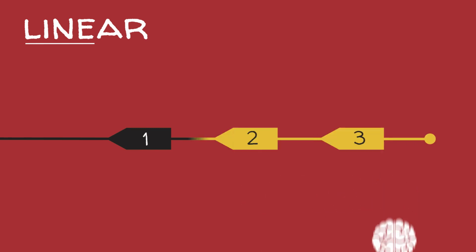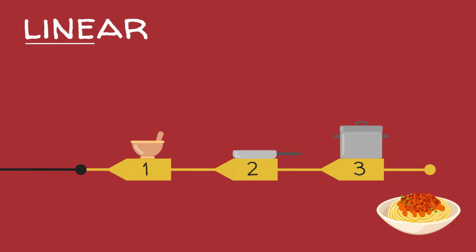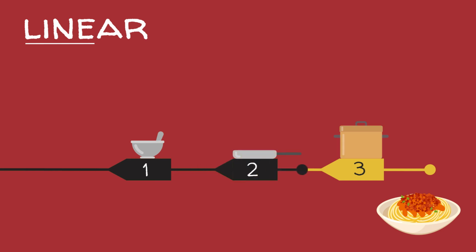For instance, suppose you want spaghetti and meatballs for dinner. If you choose to cook this dish by following a recipe from a magazine, you're engaged in a linear process. First, you'll need to chop and mix the ingredients for the meatballs. Second, you need to form and cook the meatballs. Third, you need to boil water and cook the pasta. Cooking is linear because we don't repeat steps once we've finished them.